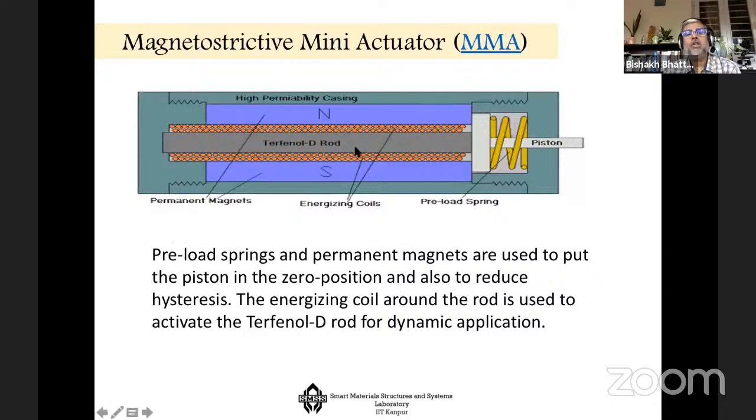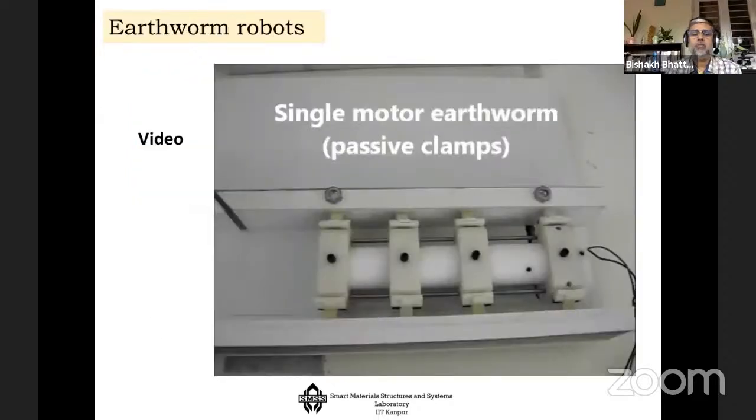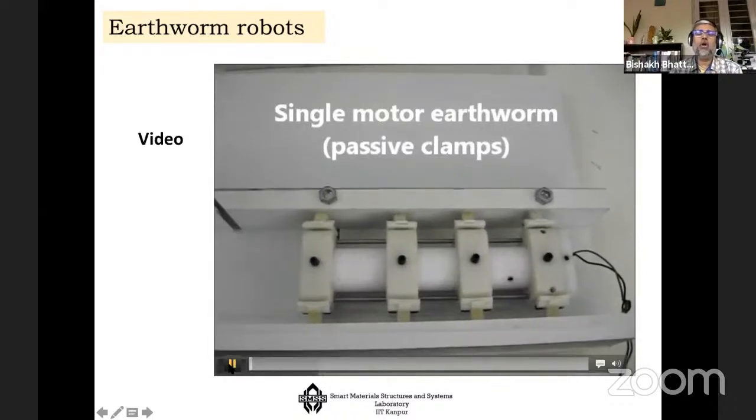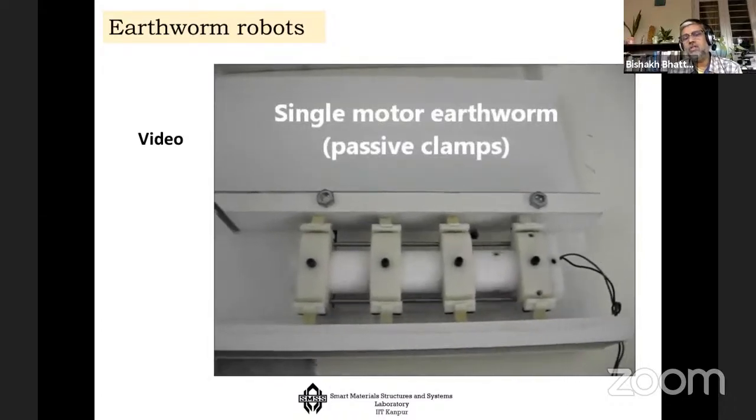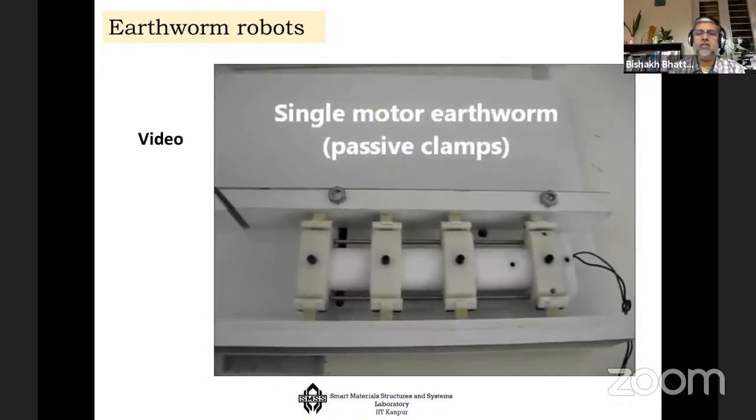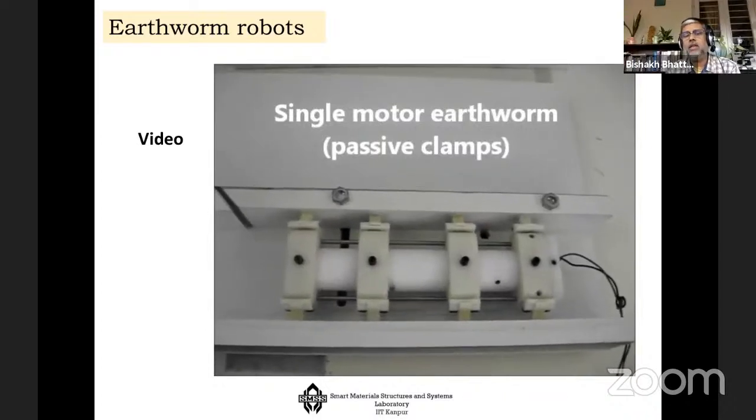One of the applications is in actuator development, like Terfenol-D rods. These are magnetostrictive rods inside, and you change the current around it, and the piston starts to work, so that you can develop a solenoid type of application. I will show you one of the applications for crawling. So you can see how you can move inside a pipe, for example, and inspect the pipe.